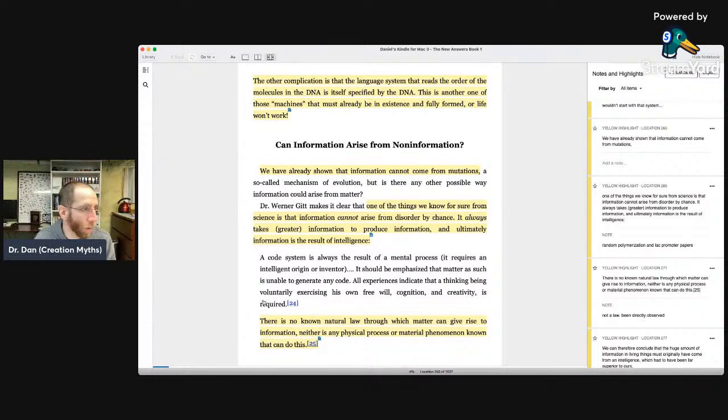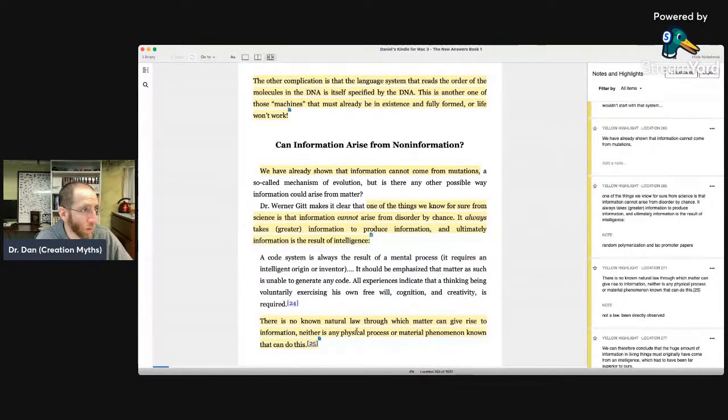So down here, there's no known natural law through which matter can give rise to information. Neither is any physical process or material phenomenon known that can do this. So natural law, that's irrelevant. But there are processes that can do this. We've documented that this is the case. You can get information from non-directed processes, from probabilistic processes, or if you want to use the word, random processes. That's a thing we have demonstrated.